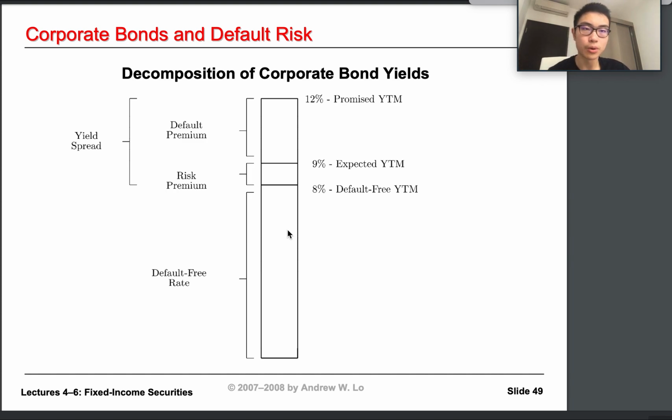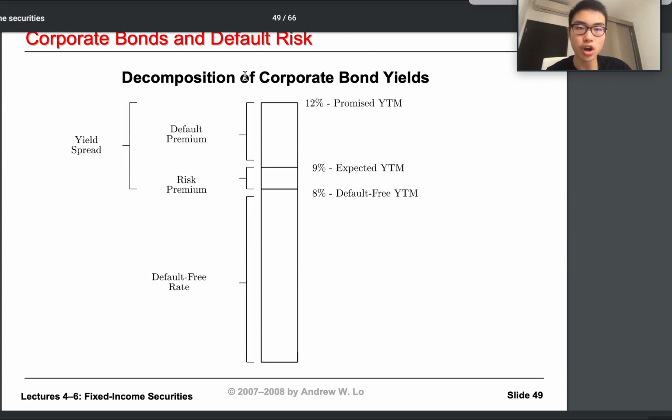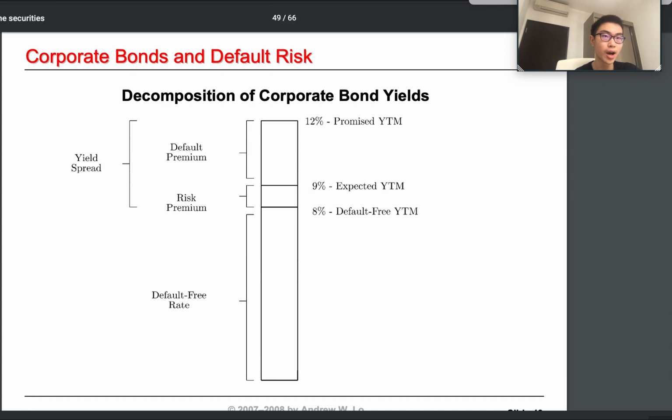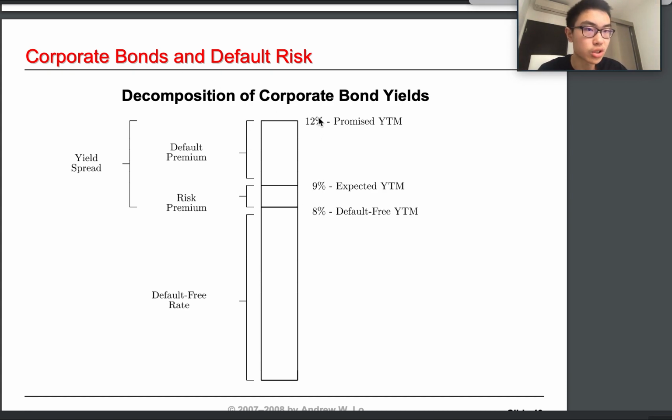Before I show you the example, here is a decomposition of corporate bond yields on average. We see that 12% is the average promised yield to maturity. So from this data, you can see that corporate bonds are more risky than government bonds, because you are not likely to see this number in a government bond, are you? Not really likely to see 12% as a return on a government coupon bond or a government strip, which is a pure discount bond.